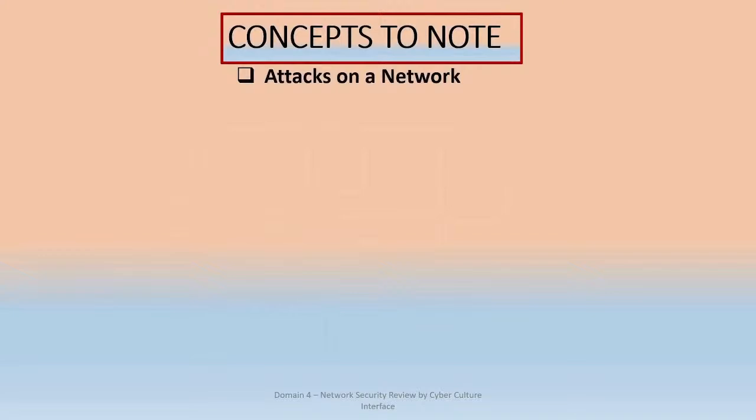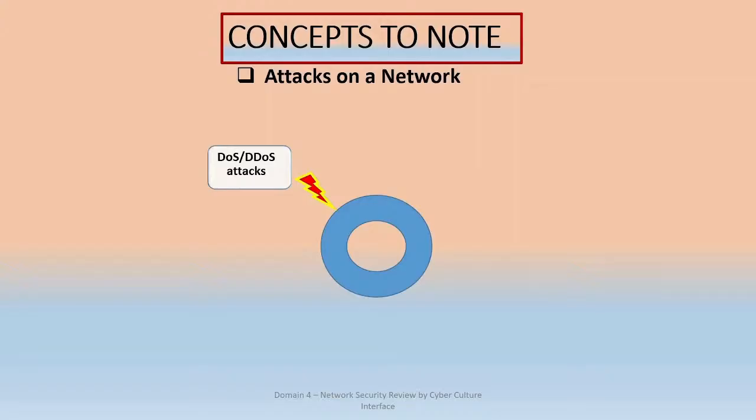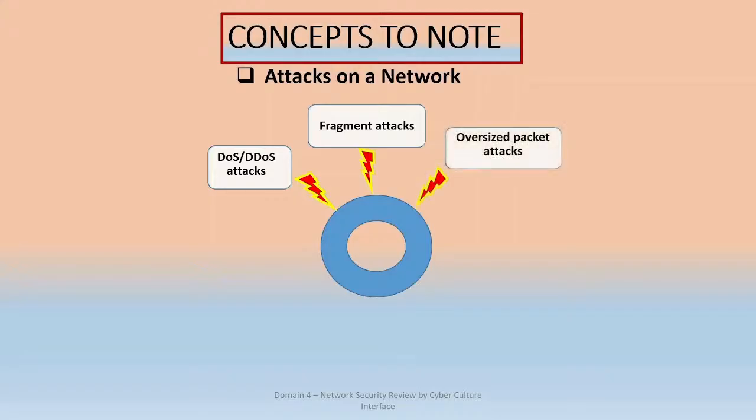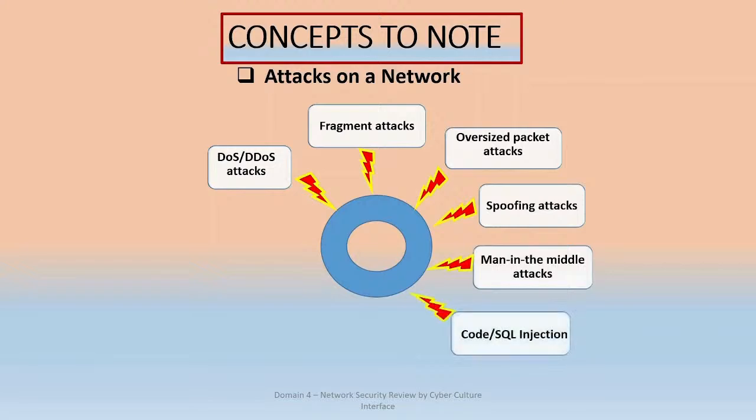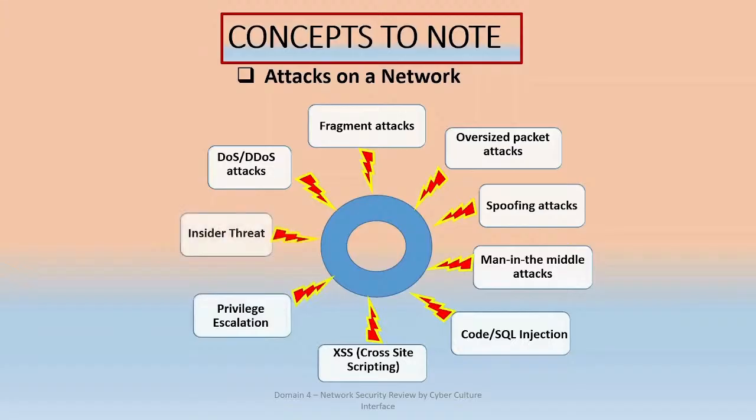Now, another concept you need to understand in this domain is attacks on a network. There are different kinds of attacks that happen on the network, and you need to get familiar with them. So we have DoS and DDoS attacks, which are denial of service attacks. We have fragment attacks, where data is fragmented into pieces that you cannot make use of. We have oversized packet attacks. We have spoofing attacks. We have man-in-the-middle attacks. We have code injection or SQL injection attacks. We have cross-site scripting or XSS attacks, privilege escalation attacks, and then we have insider threats. These are all explained later in this video under the terminologies.